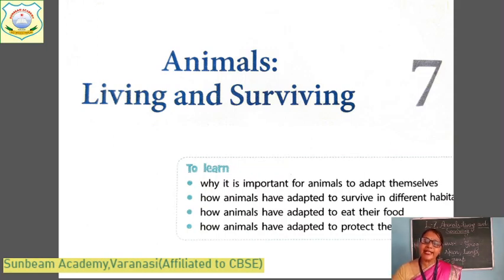Today what are we reading? How animals have adapted to survive in their different habitats. Here we are reading about different habitats. Just now I have told you about different habitats. Yes or no?